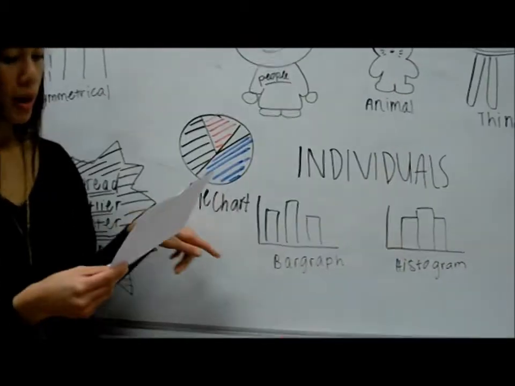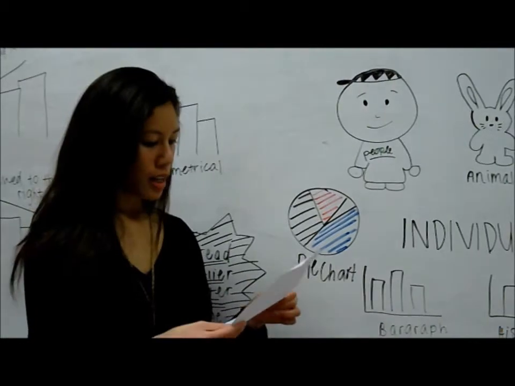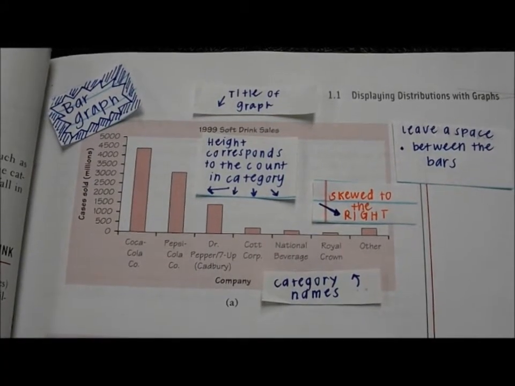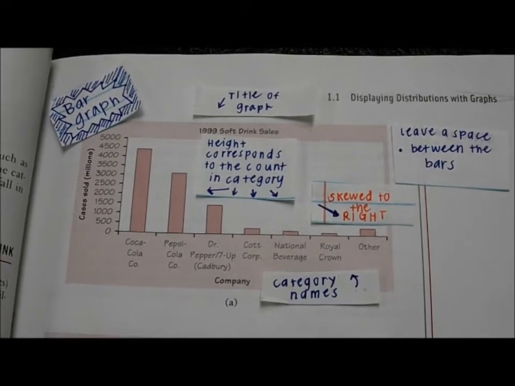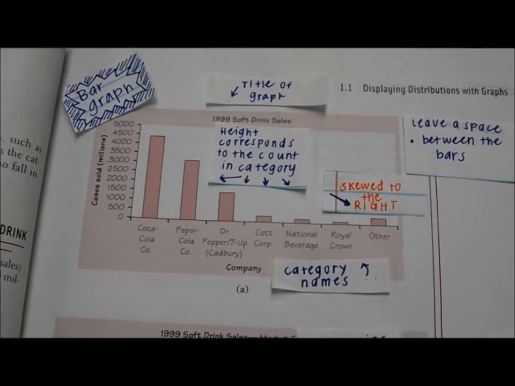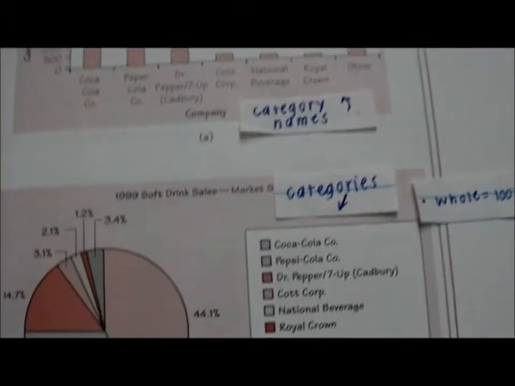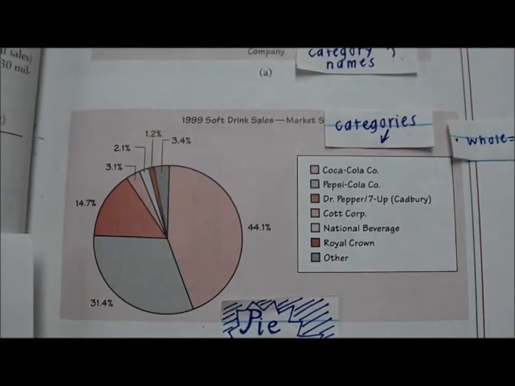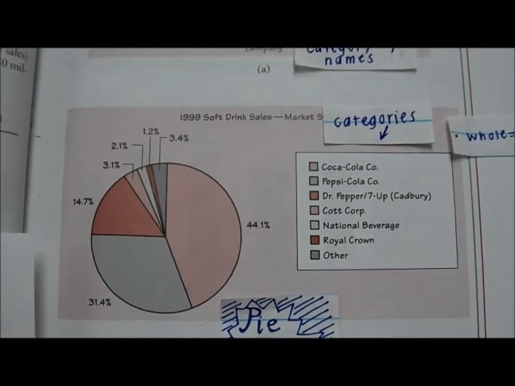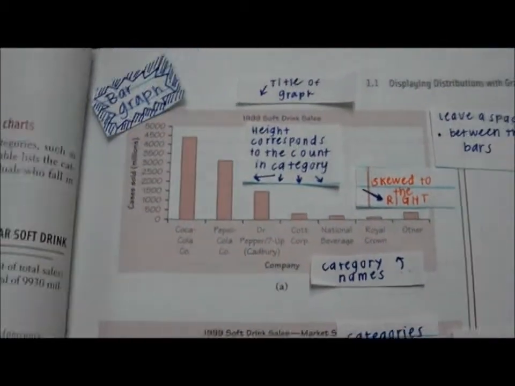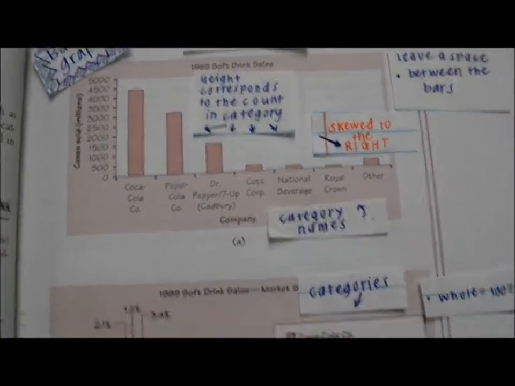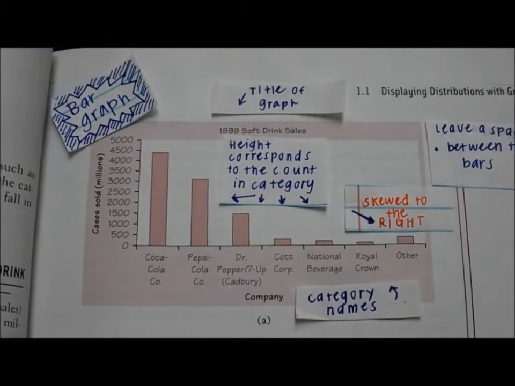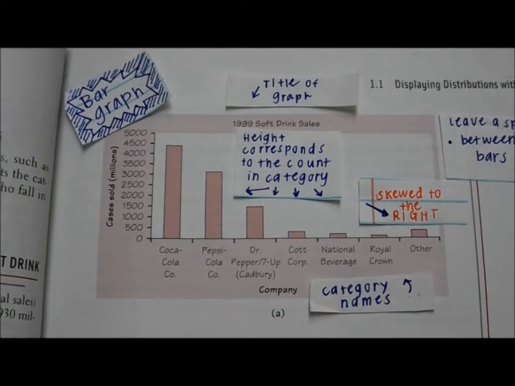To describe a distribution, it begins with a graph. Bar graphs and pie charts are the best way to display categorical variables. Categorical variables place each individual into a category like male and female. In this case, it will be soft drinks. The graph quickly compares the soft drink sales of the companies.